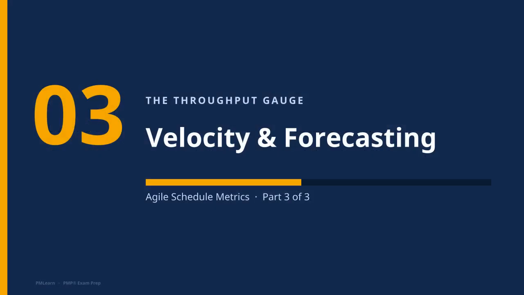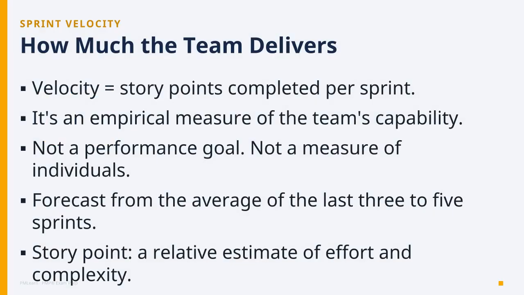Last piece, velocity. This is the team's throughput gauge, and it's what lets you turn a backlog into an actual finish date. Velocity is just one number, story points completed per sprint. But how you treat it matters enormously. It's empirical. It describes what the team actually did.